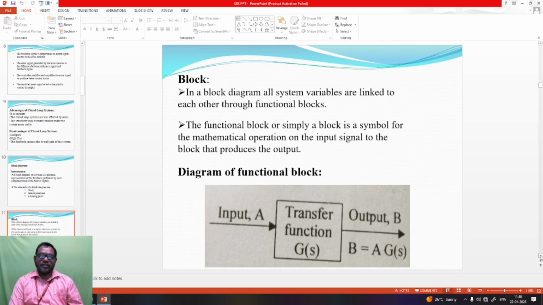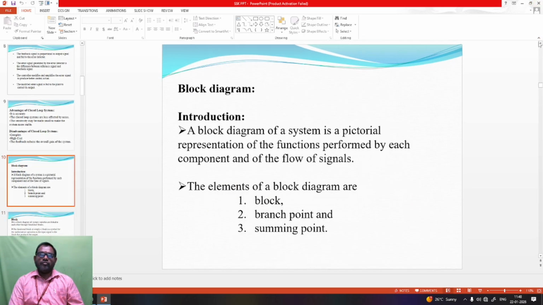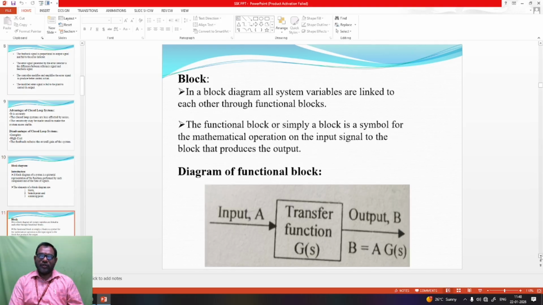Next, the first element is called block. In a block diagram, all system variables are linked to each other through functional blocks. So each and every process is represented by a functional block. The functional block is represented by transfer function G of s. The diagram of the functional block is represented by G of s, where input is A and output is B.